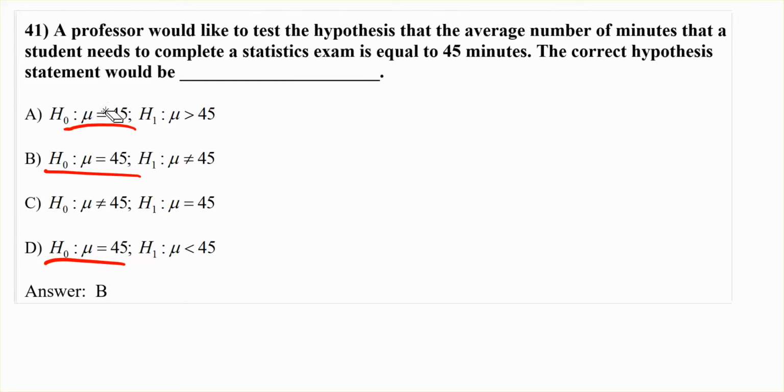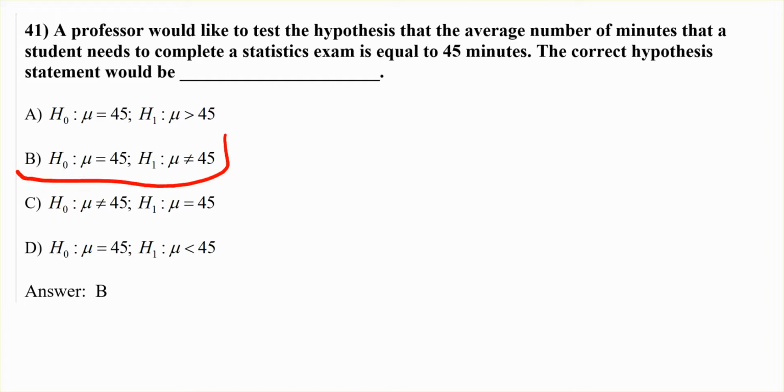So if one is equal to, the other has to be not equal to. And so A is going to be gone, and D is going to be gone. So the two pieces have to include everything, equal to and not equal to. And so your answer here is going to be B. Null hypothesis that the mu, or mean, is equal to 45. Alternative hypothesis, H1, that the mu is not equal to 45.